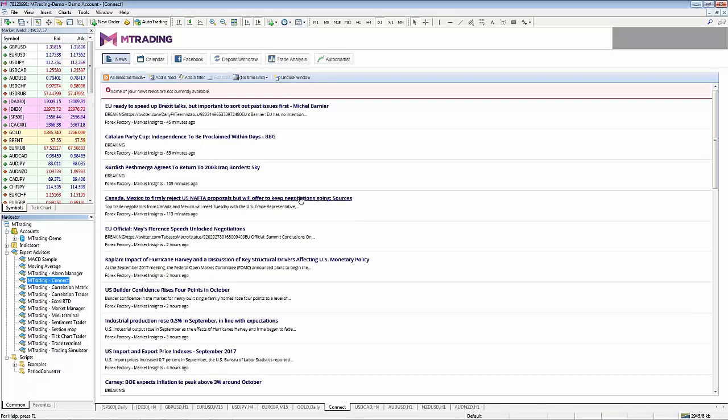All relevant news is being sourced for you from different sources, from different websites. As you can see, we've got some news from Forex Factory. EU ready to speed up Brexit talks, but important to sort out past issues first. Yep, so that is some high impact news there. UK is doing substantial work to prepare for a no deal scenario. That is what's been released by the Trade Secretary Fox.